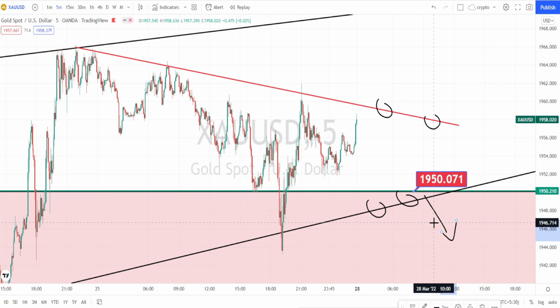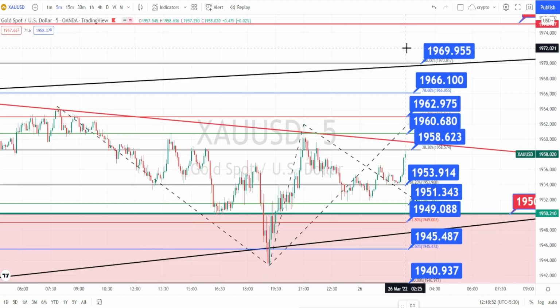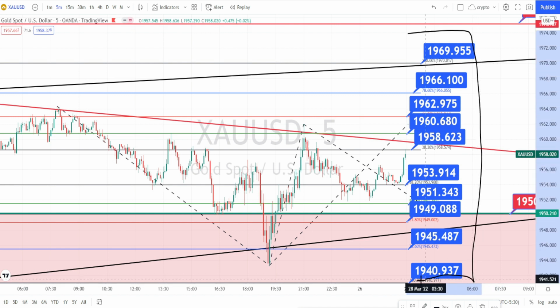Let us mark the support and resistance levels for the 5 minutes time frame. So these are all the support and resistance levels for the 5 minutes time frame, and these values are only for reference to decide on your entry and exit. Please make your own analysis before entering into the trade.